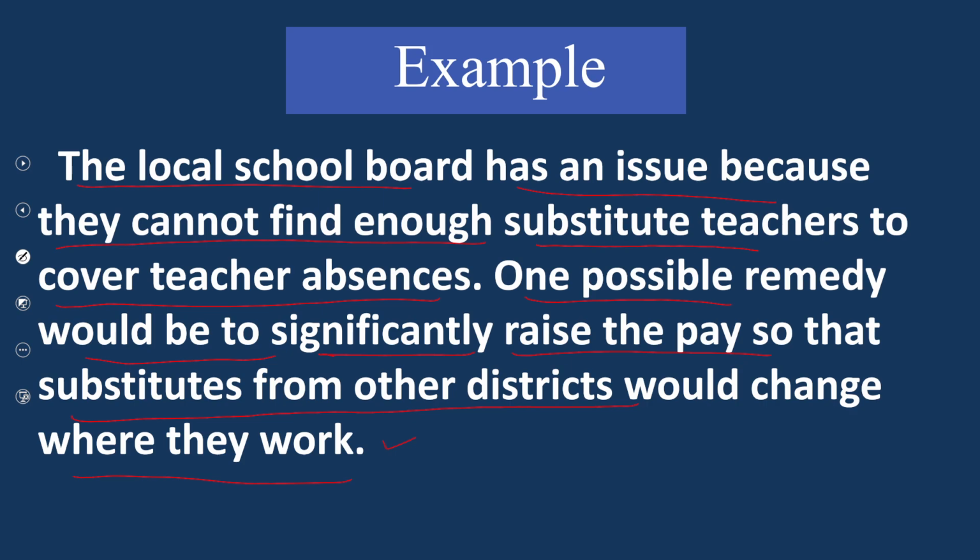Now we have a problem. There are some tag words, some words that are highlighting what our problem is. So words like issue, problem, crisis, all of them are representing our problem. Issue because they cannot find enough substitute teachers to cover the teachers' absences. So the problem, according to the passage, is that for absent teachers, there are not enough substitute teachers. And this is a very big issue because the classes are not covered by teachers and students are waiting for somebody to come and teach them. So this is a problem.